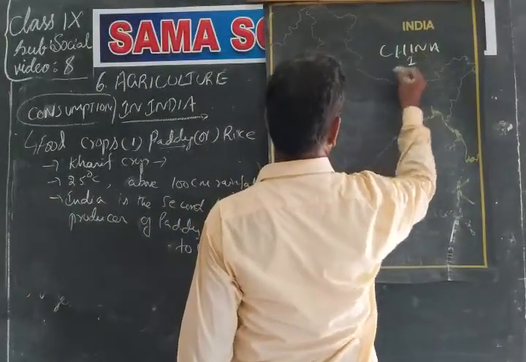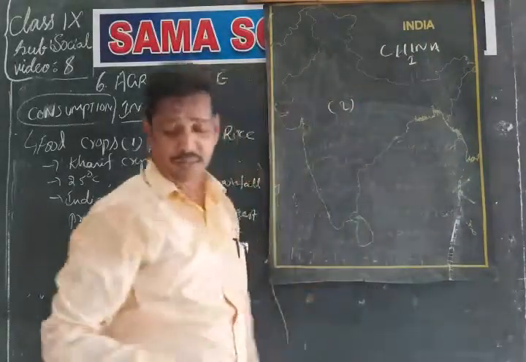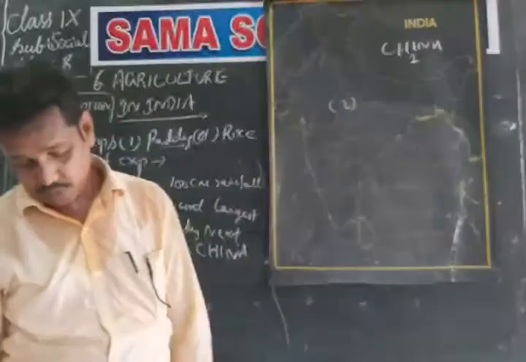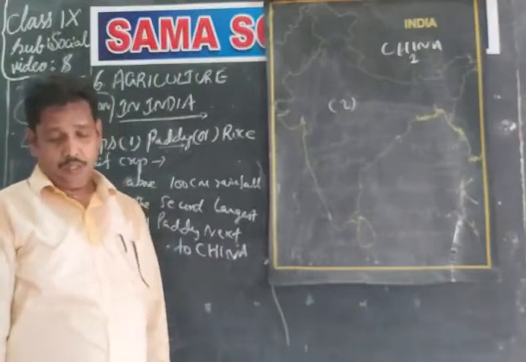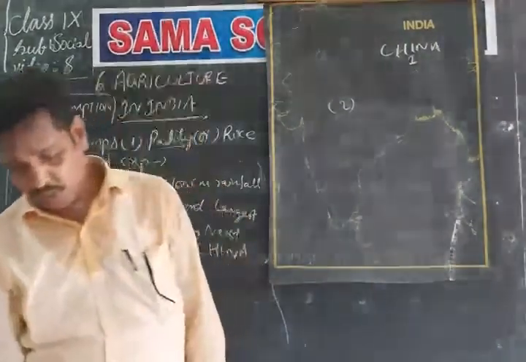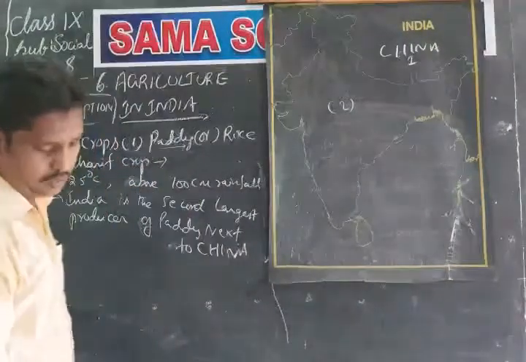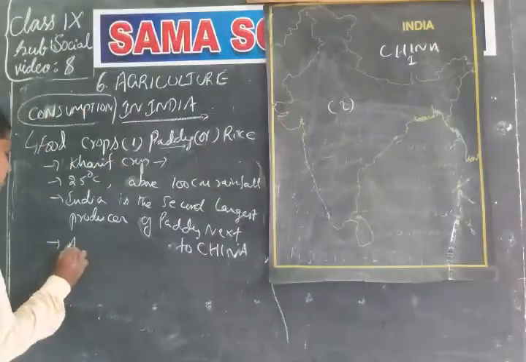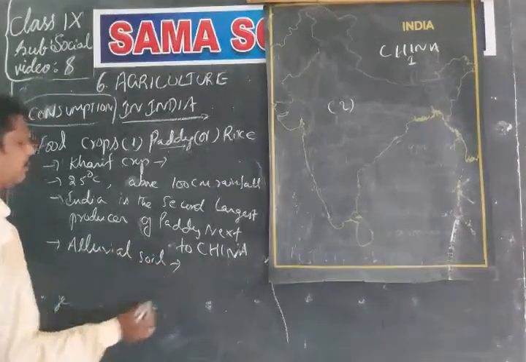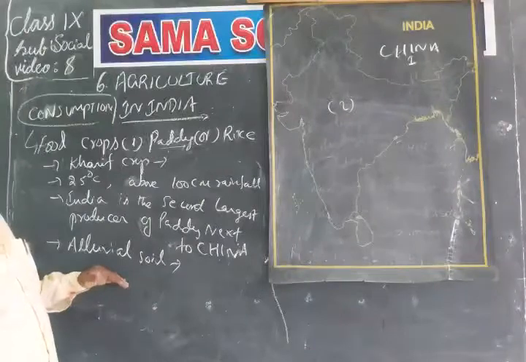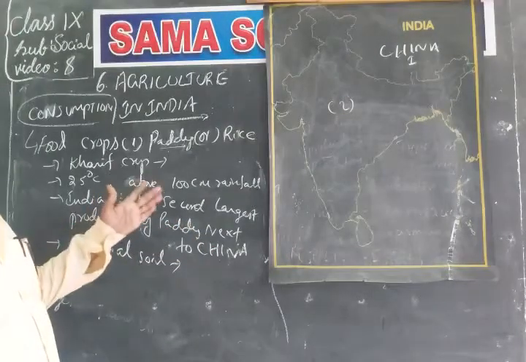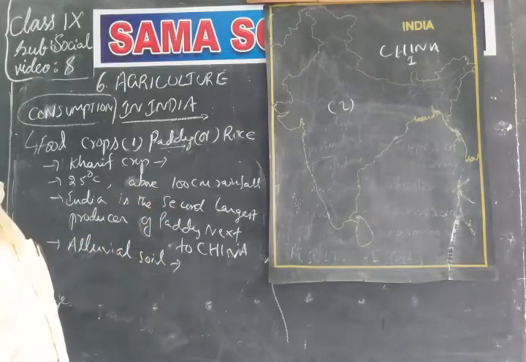So China has first place and India is in second place in producing the paddy crop. Okay, children. Mostly this grows in all kinds of delta regions, wherever we find good alluvium soil. What is meant by alluvium? It is the sediments brought by the rivers, which finally deposit at the mouth of the river, the ending point where it joins the sea.